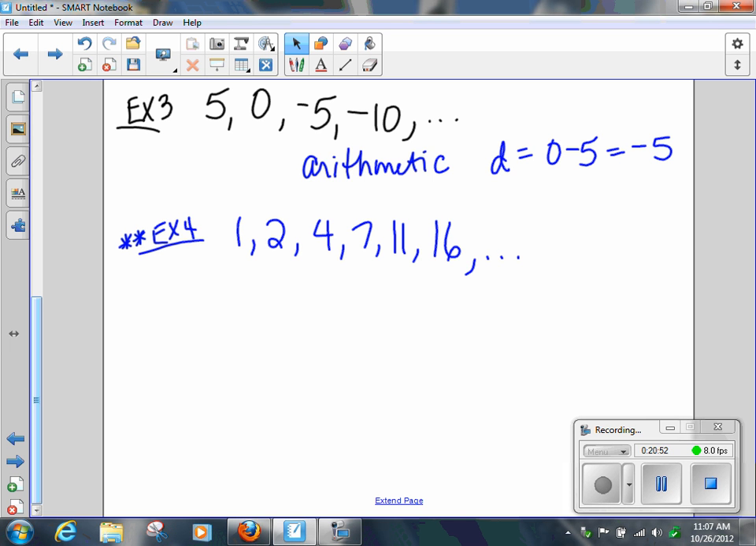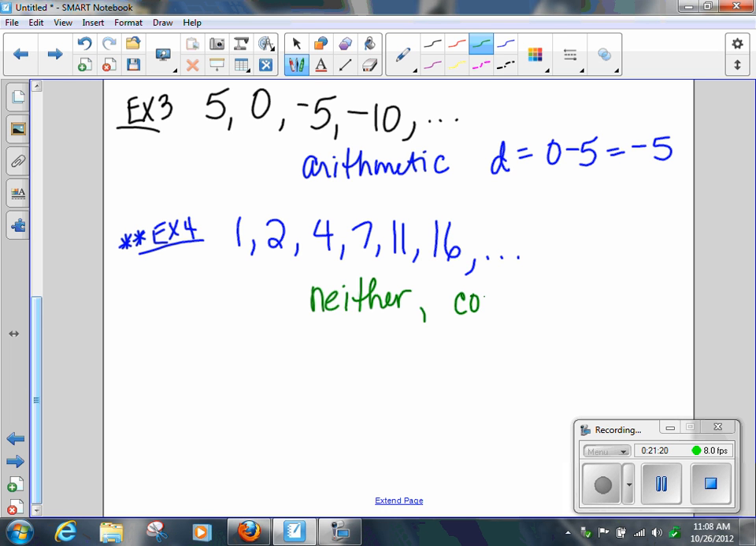Is that arithmetic or geometric? We're adding, right? But does it have a common difference? No. So is it arithmetic or geometric? What is it? Say it. Somebody said it. It's neither. It's neither. Okay? This is a neither. Remember, it has to have a common difference or a common ratio.